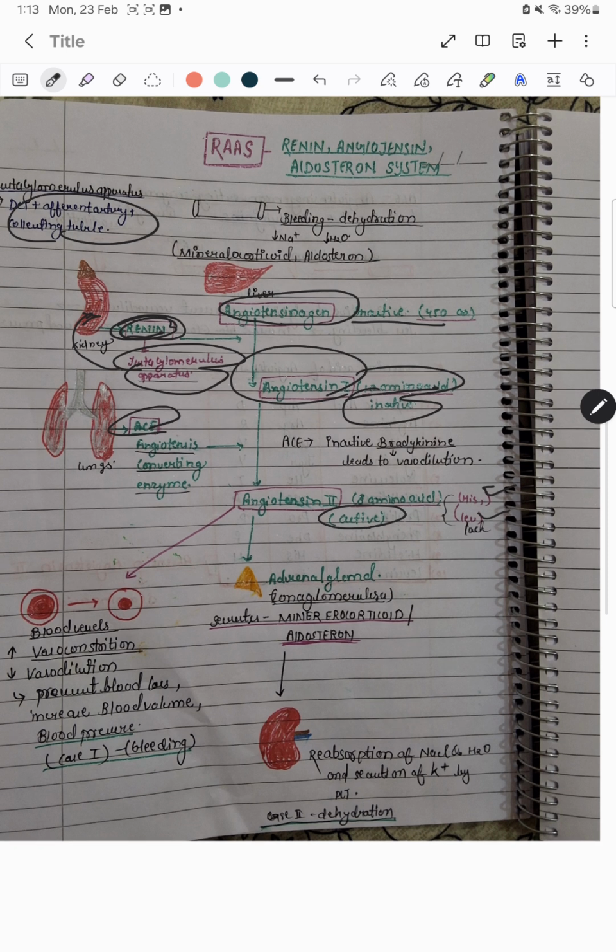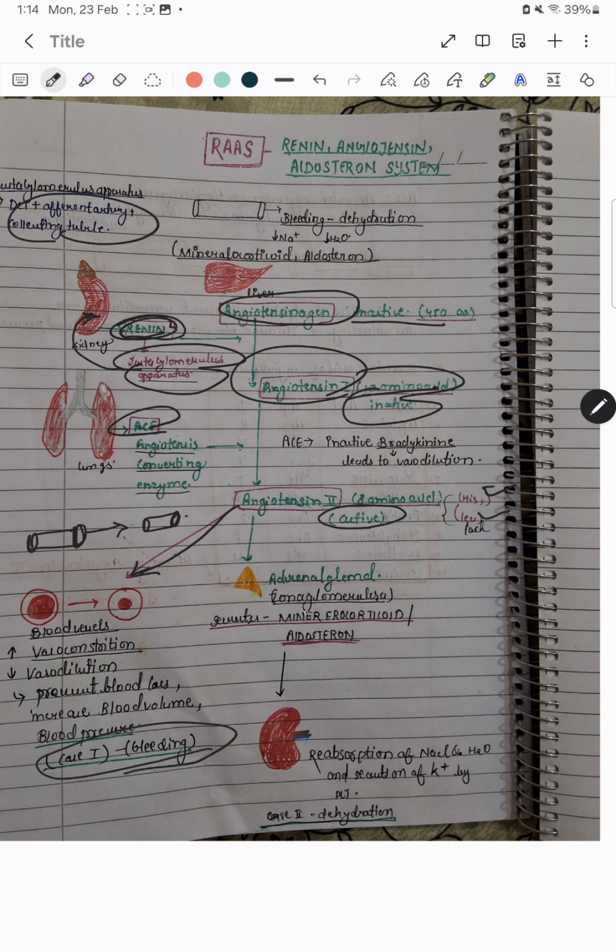Now we have two paths working in different directions. Case 1: if this angiotensin 2 moves to the blood vessels, it will prevent excessive bleeding. How will it prevent this? If we have blood vessels in a dilated form, this enzyme will constrict the blood vessels and prevent the excessive bleeding.